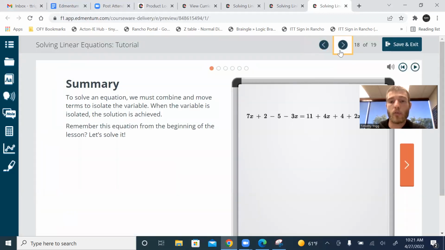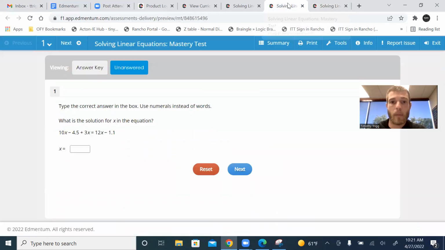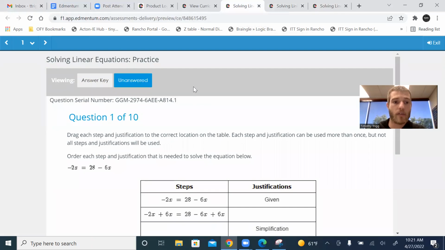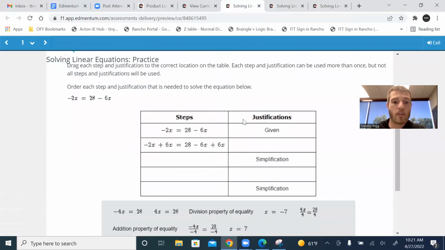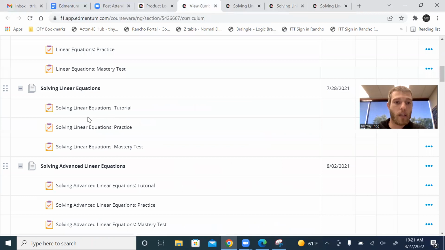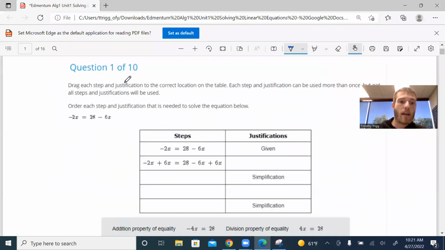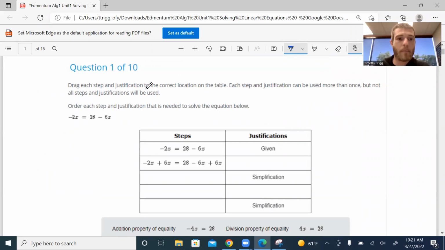Well, that's it for the tutorial. Now what we want to do is I want you to go to the practice. So your first question looks like this, and it's in the practice right here. So solving linear equations practice, and we're going to go over the practice and the mastery test. Okay, so your first question on the practice looks like this. Drag each step. Let me move my face here. Drag each step and justification to the correct location on the table.